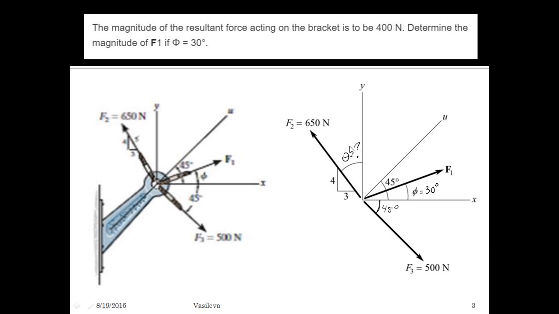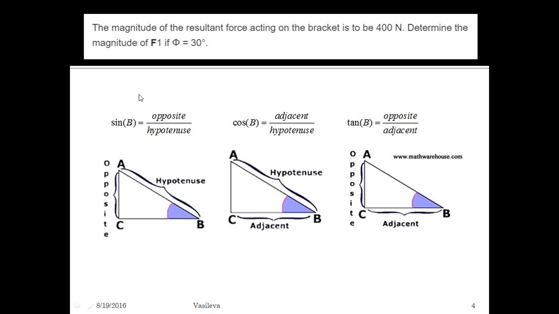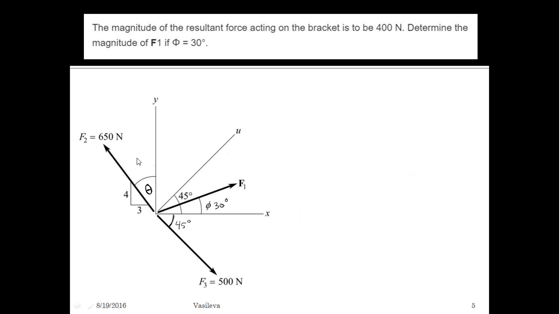We don't know this angle, so that's the first step. We need to solve for it. For this we require trigonometry, so if you don't remember your SOHCAHTOA, refresh on it. Let's start with looking just at this portion of the problem. How can we find this theta here?